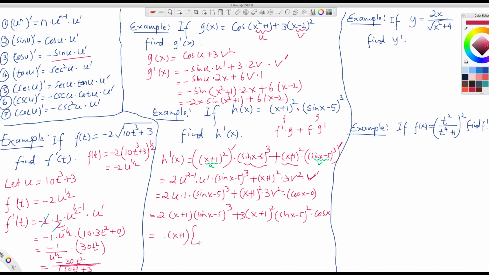What is left is 2 times (sine x minus 5) to the third, plus, since one of the x plus 1 is taken out, 3 cosine of x times (x plus 1). This is separate: this cosine x is separate, x plus 1 is separate. And then because I put that cosine x out, you could write 3 times (x plus 1) times cosine of x. I think that is a better way to write. Okay, let me do that.